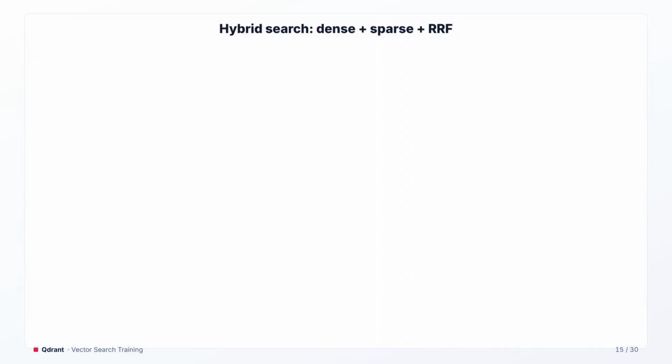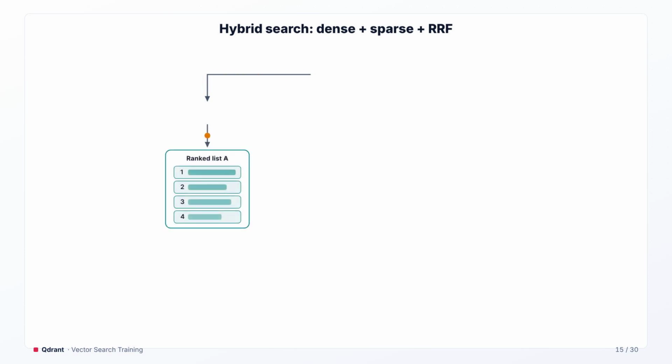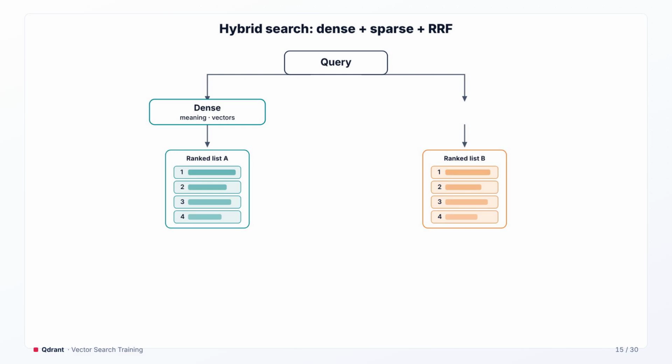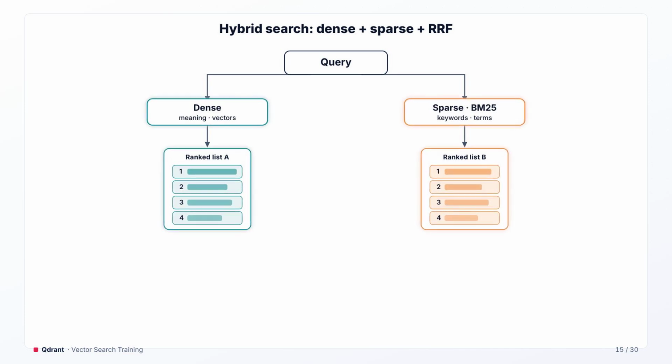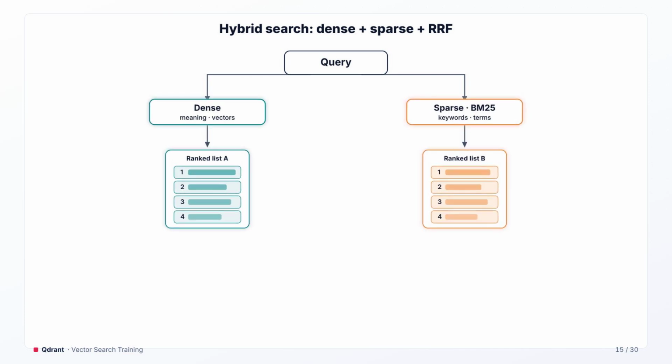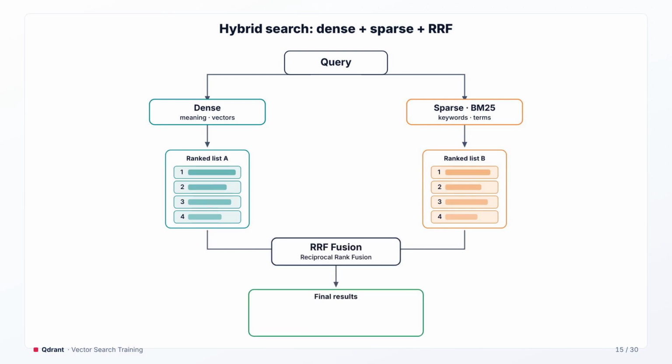Dense search understands meaning, but can miss exact keywords. Sparse BM25 nails keywords, but ignores synonyms. Hybrid search runs both at once, then merges the two ranked lists with Reciprocal Rank Fusion, so the result combines the strengths of each. Qdrant does this fusion server-side in a single request.